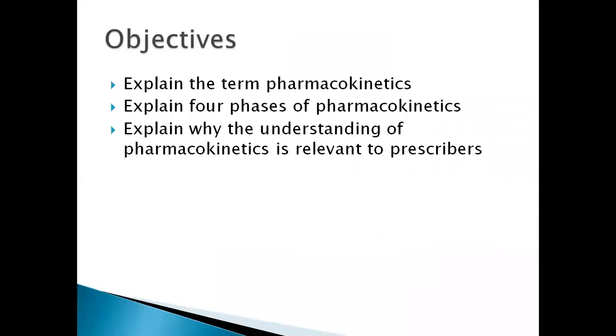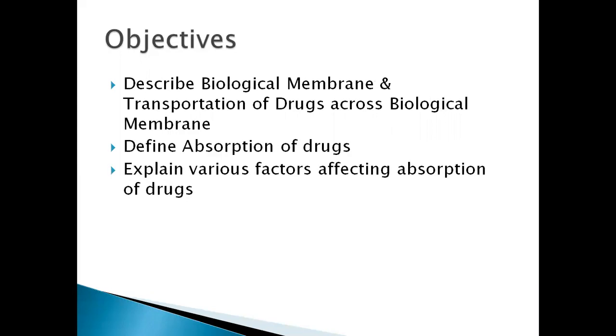We have certain objectives. By the end of this session, the MBBS Phase 2 student should be able to explain the term pharmacokinetics, explain the 4 phases of pharmacokinetics, and explain why the understanding of pharmacokinetics is relevant to prescribers. Should be able to describe the biological membrane and transportation of drugs across the biological membrane, define absorption of drugs, and explain various factors affecting absorption of drugs.